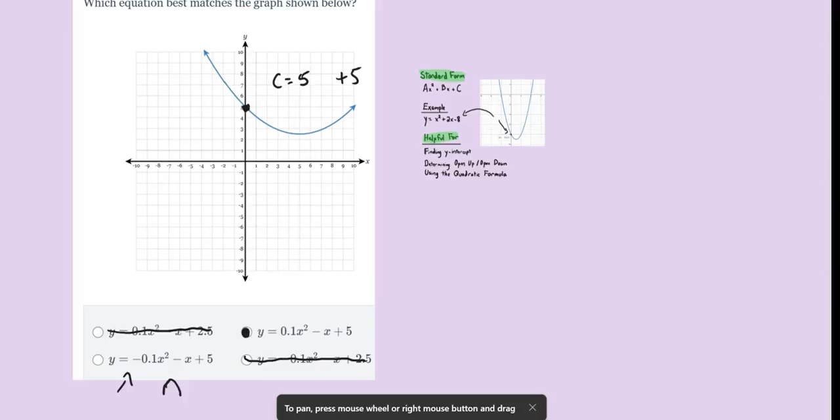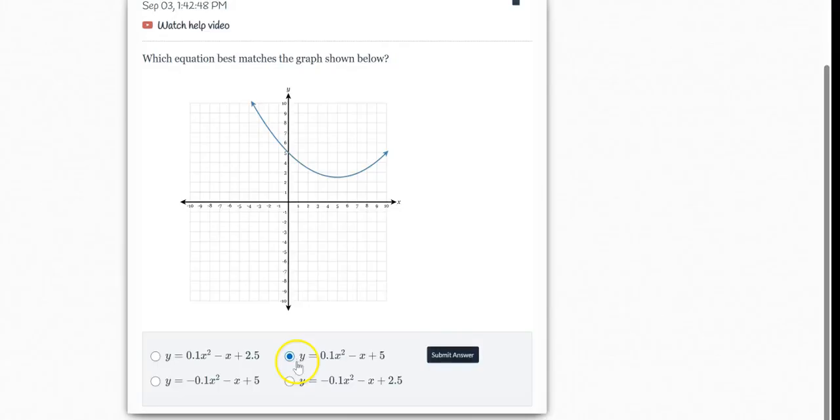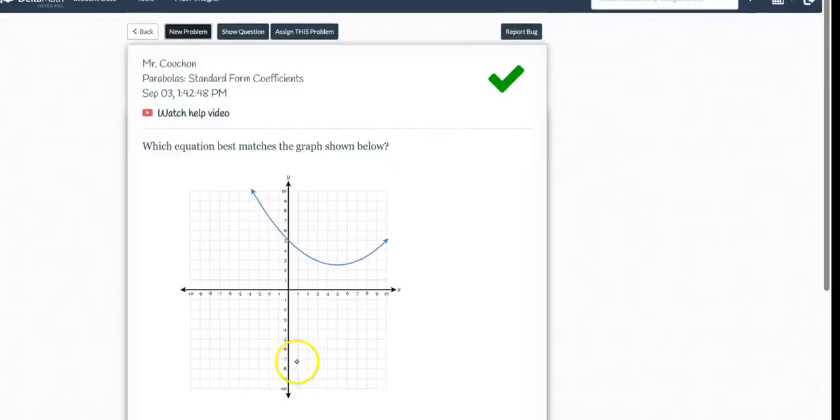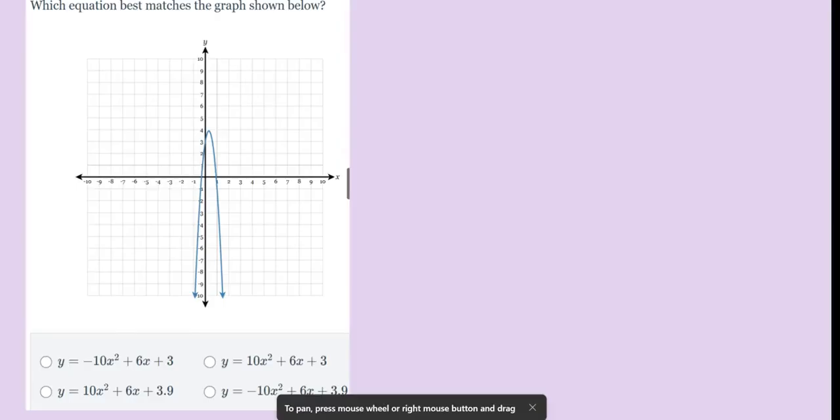It opens up. That means right here the positive means it opens up. And this is the y-intercept. So I'll put that in here, submit. Okay, let's do one more of these.